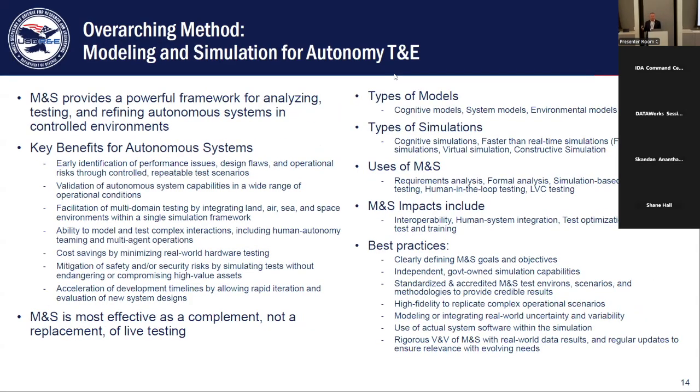The third one is modeling and simulation for autonomy T&E. So M&S is a powerful framework for analyzing, testing, and refining autonomous systems. Again, Dr. what's her name?